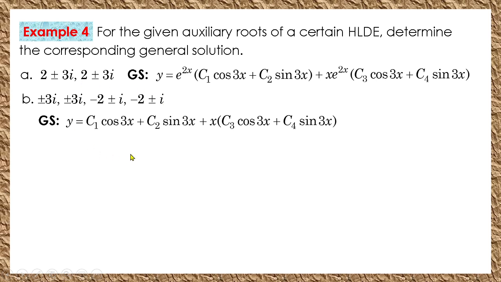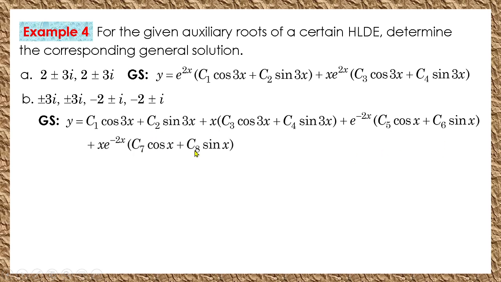Yung second group naman, ulit-ulit. Yung wala munang x, pero you have e to the negative 2x, then c sub 5 cosine x plus c sub 6 sine x. Dahil na-repeat 2 times, another like this. Multiply mo lang ng x. And then arbitrary now, 7 tsaka 8. Okay? Okay, nyo follow guys?